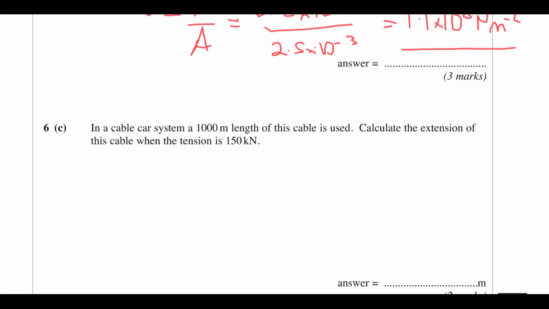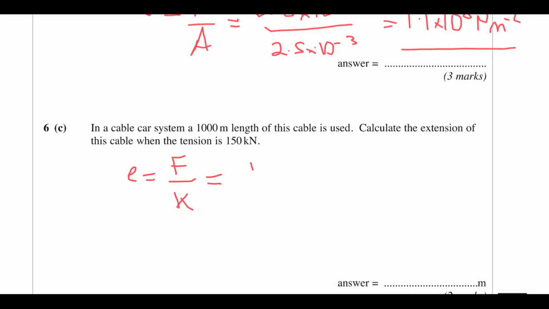So in a cable car system, a 1,000 meter length of cable is used. Calculate the extension of a cable when its tension is 1,150 kilonewtons. Sorry. So if we want to get extension, we need F over k. This is not a graph, so we can't exactly read it off.